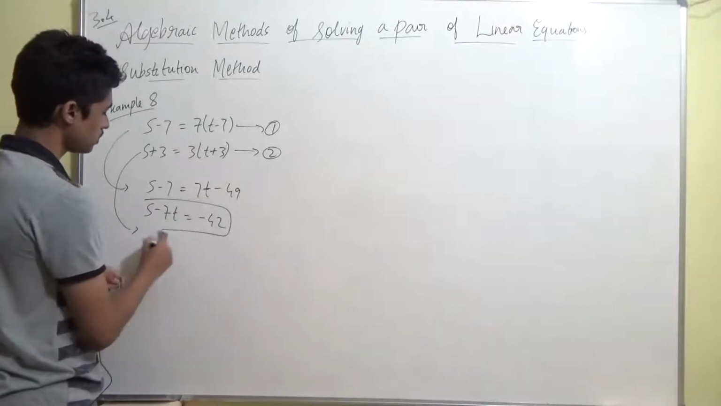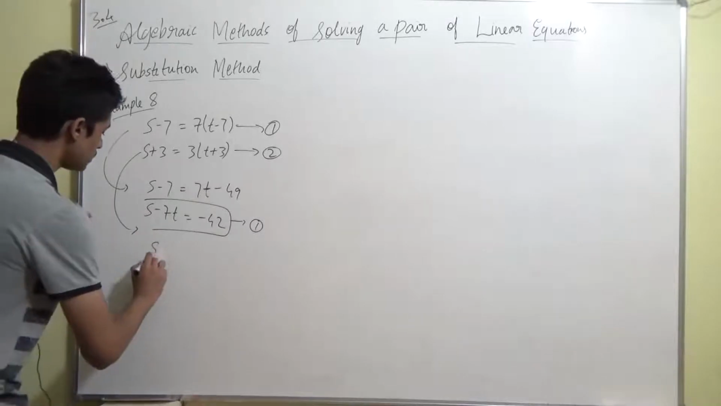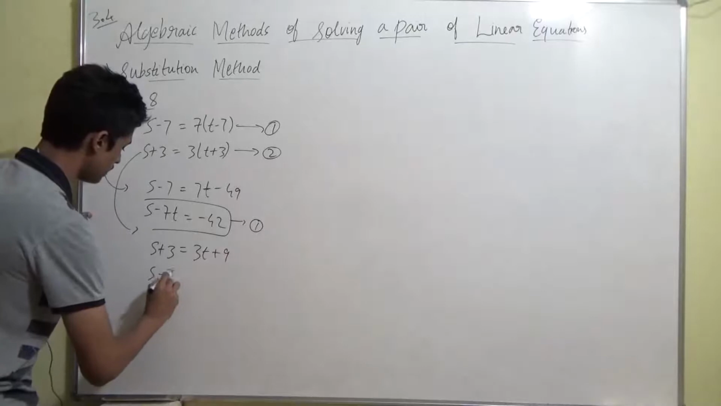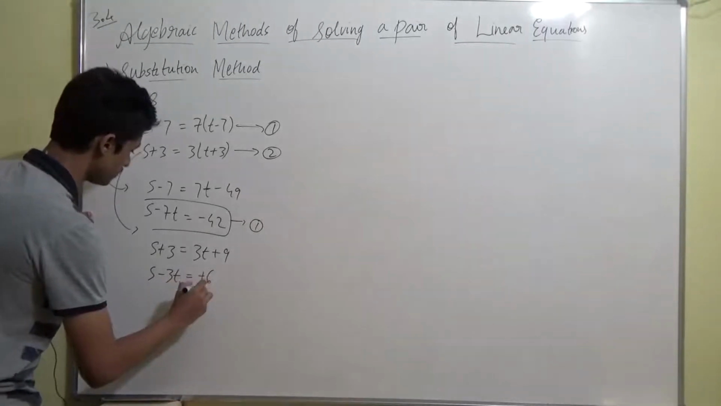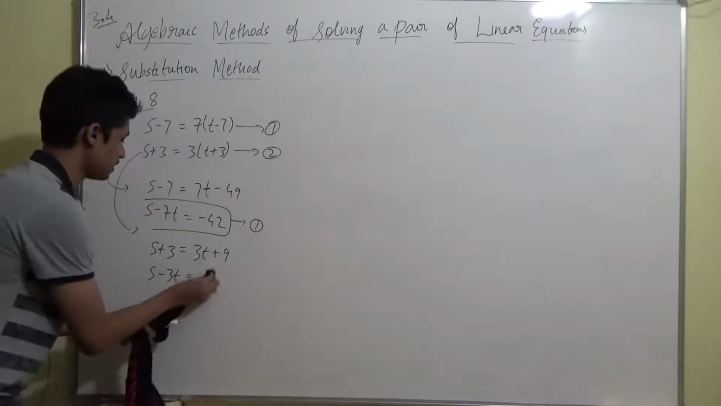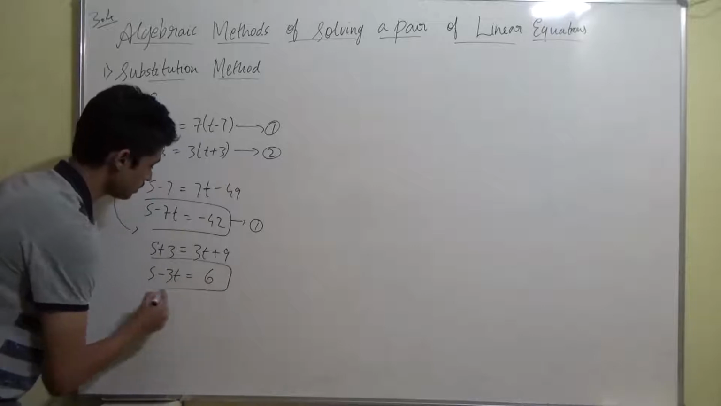So this becomes our new form of the first equation. Now let's expand the second equation. s plus 3 equal to 3t plus 9. s minus 3t equal to plus 6. Because it's positive, you're going to get positive if you expand it. So this will be just 6. This becomes our second equation.